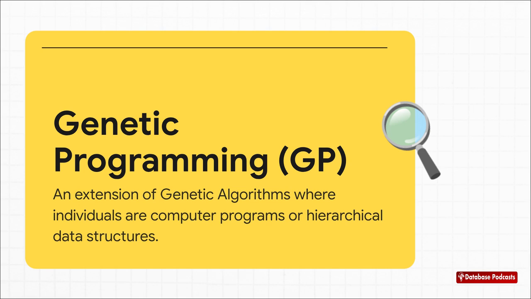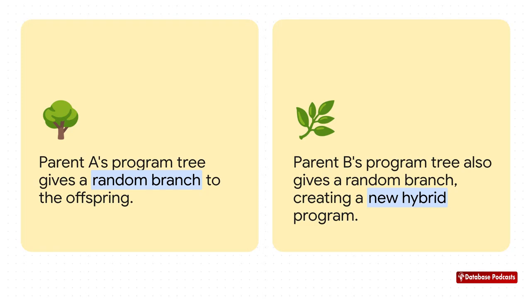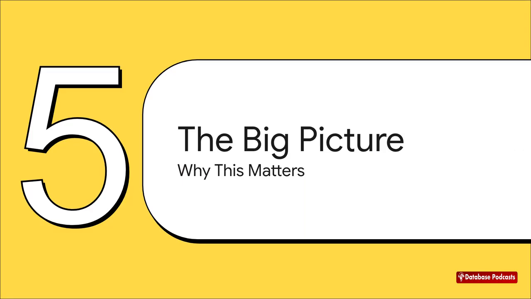So the old evolutionary operators get adapted for this new program structure. Crossover, for example, becomes unbelievably powerful. It works by grabbing a random branch, a whole subtree of logic, from one parent program and just swapping it with a random branch from another parent. This creates a brand new child program that automatically blends the functions and logic of its parents. It's wild. So what's the key takeaway from all of this?